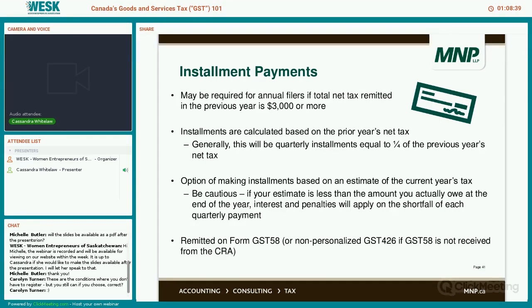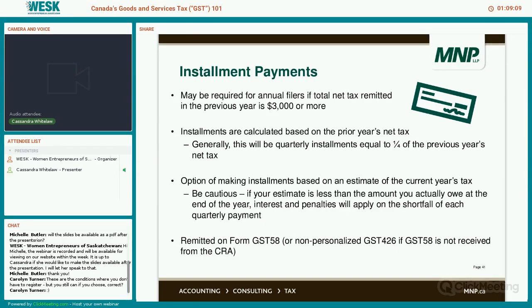With annual filers, sometimes the CRA will require installment payments. So these will be required if the total in the previous year was $3,000 or more. Installments are quarterly, and they're basically calculated as 1/4 of the previous year's net tax. So by the time you've paid all 4 of your installment payments, you'll have paid whatever your net tax was in the previous year.